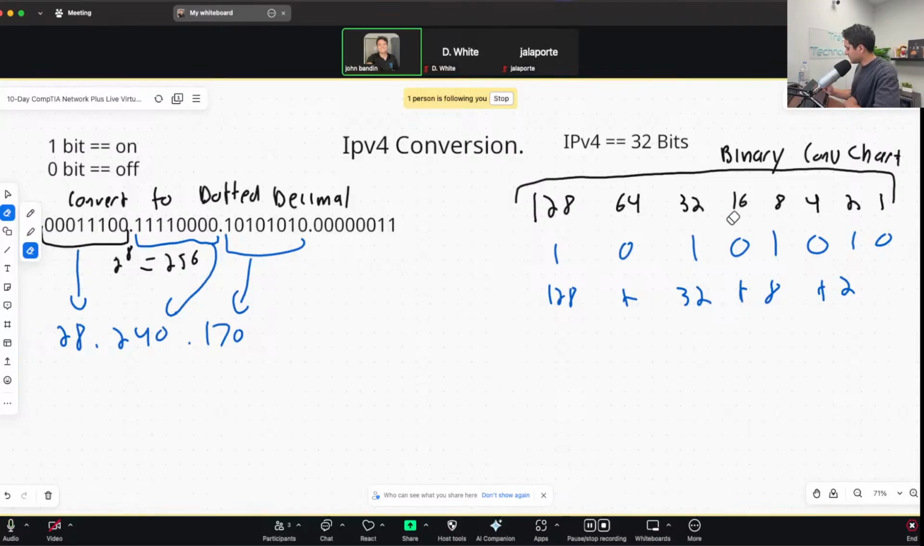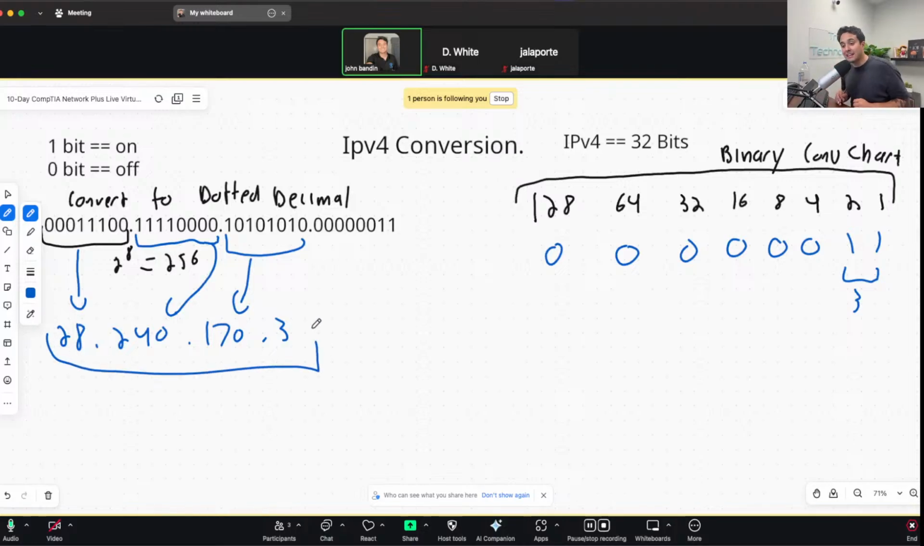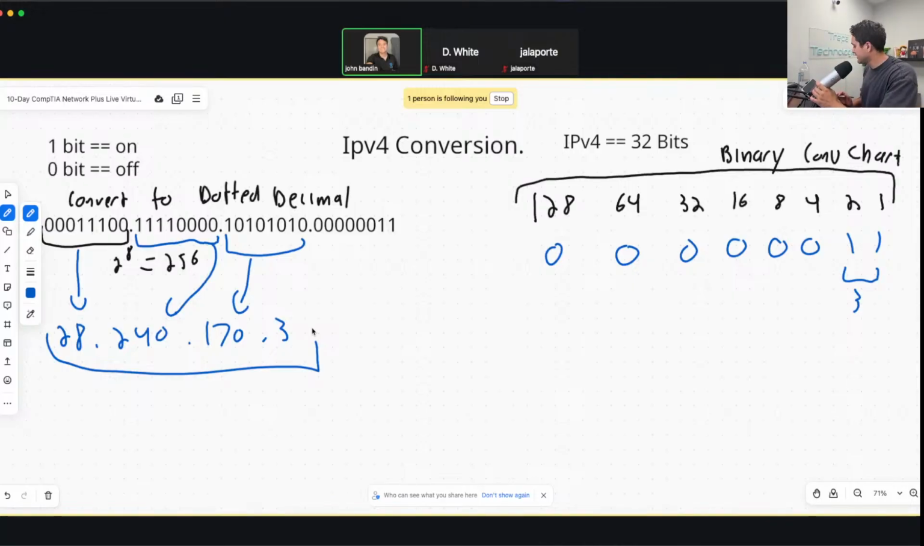And then the last octet here. I made it easy on myself. Just 1, 1. These are all off bits, so we don't need to count them. And remember, we're converting from binary to dotted decimal, what an actual IP address looks like. That's going to equal 3, right? Because that's 2 plus 1, so dot 3. And we just converted that successfully on our own. No calculators, like some real computers.